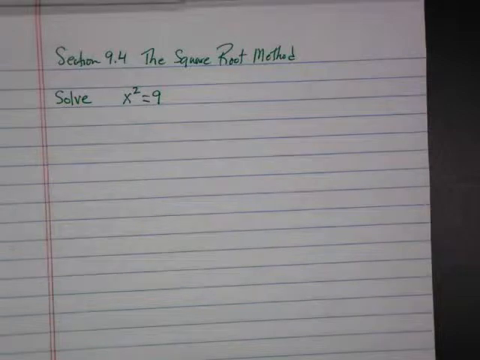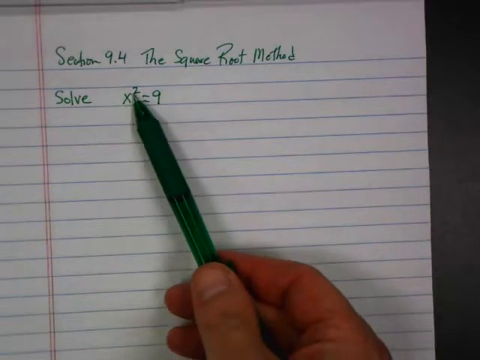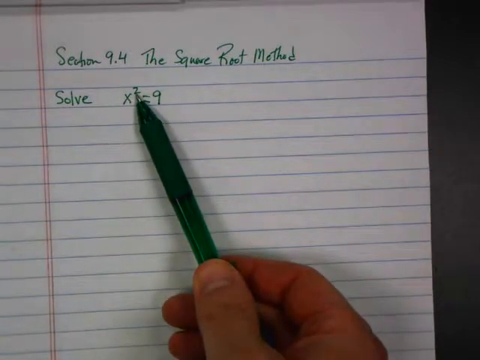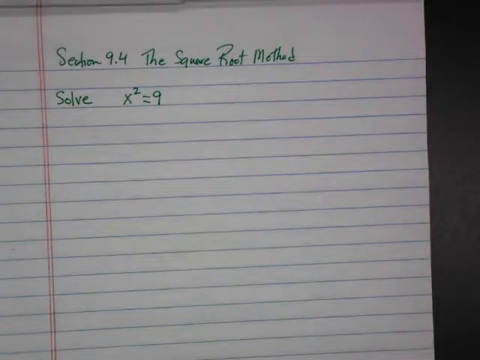Section 9.4 is something called the square root method. What if I asked you to solve x squared equals 9? What would you do? X equals the square root of 9. So x is 3. That's half right. We have an x squared. How many answers should there be? There should be 2.